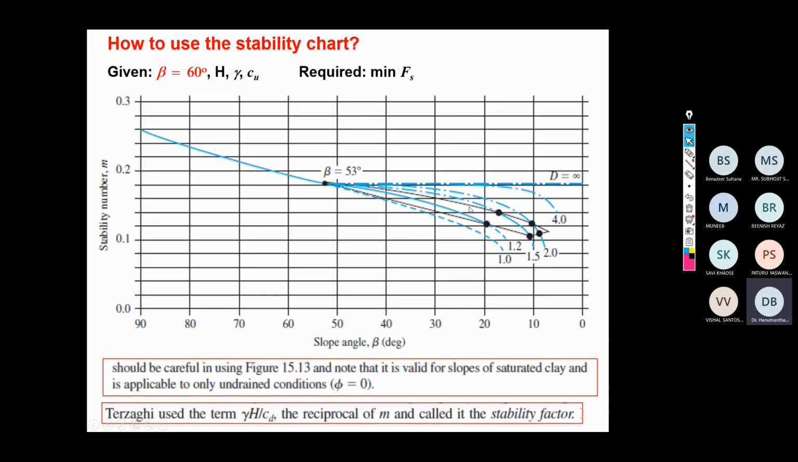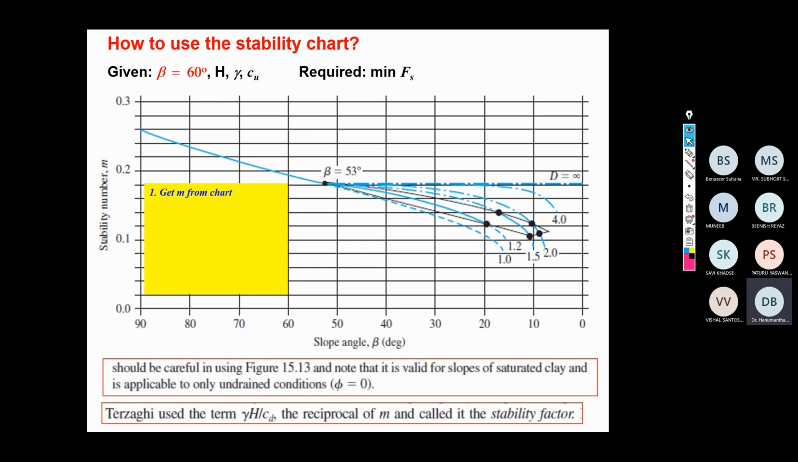So this we have already discussed. This is a small demonstration of how to use this graph, the Taylor's stability chart, for determining various parameters. For example here, if I know the slope angle, that is beta equal to 60 degrees, height of the embankment, gamma and Cu, how can I determine the minimum factor of safety value?